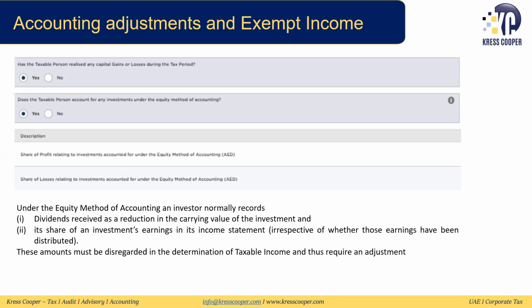And these amounts have to be disregarded when we are determining the taxable income, and it requires an adjustment to the net profit. That is why it is asking you to put in the share of profit relating to the investment which is accounted under the equity method, and also to put in the share of the losses so that it can be excluded.